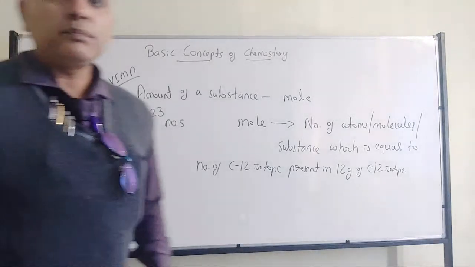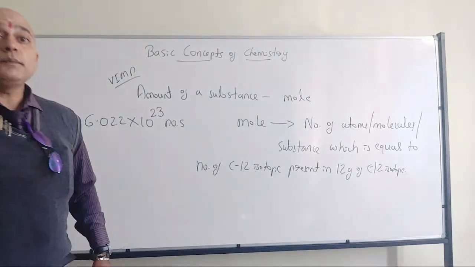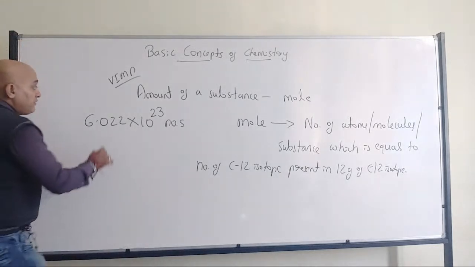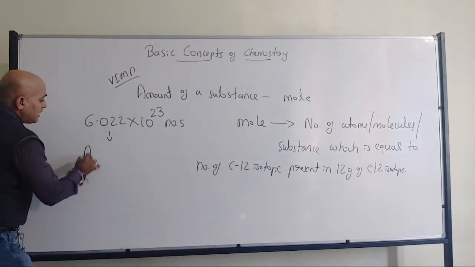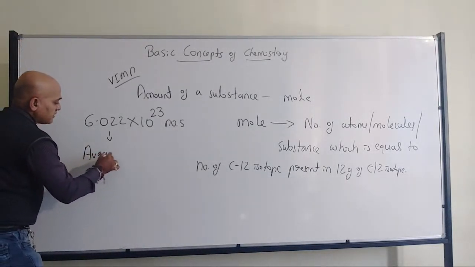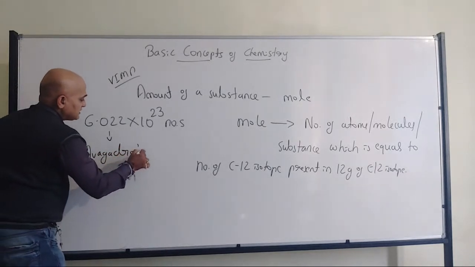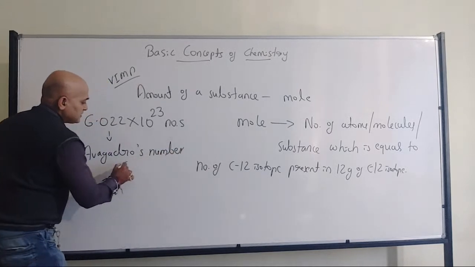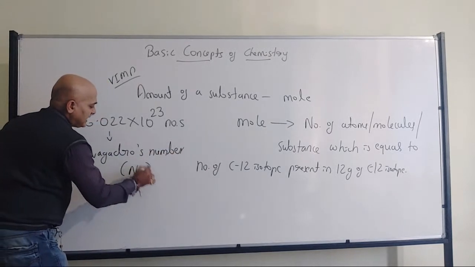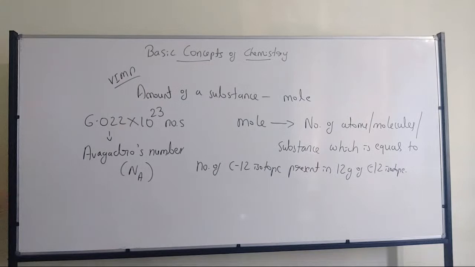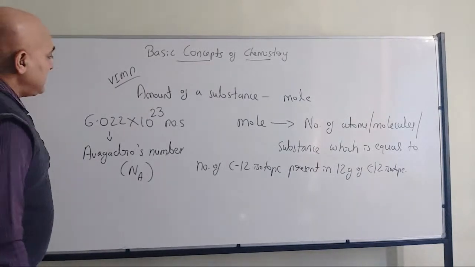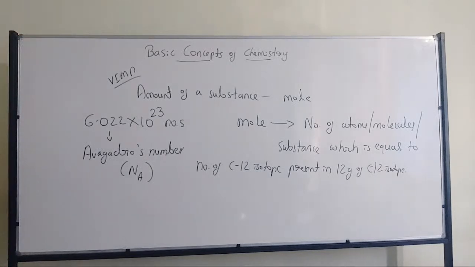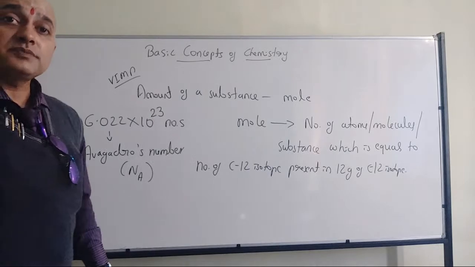6.022 into 10 to the power of 23, which we will call Avogadro's number. The symbol is N subscript A. Both should be capital. So that's where we have Avogadro's number. Fine. So what is the mole of a substance?